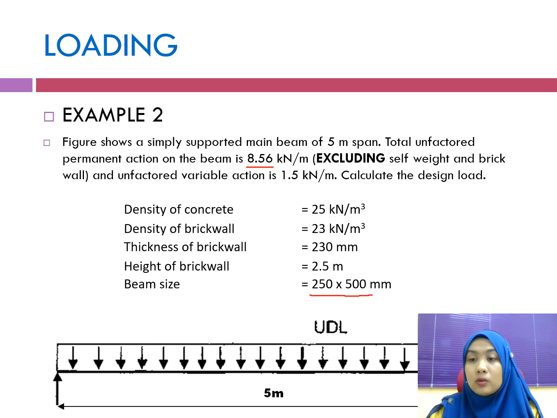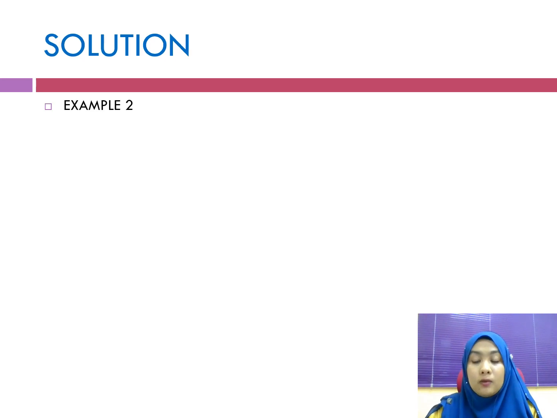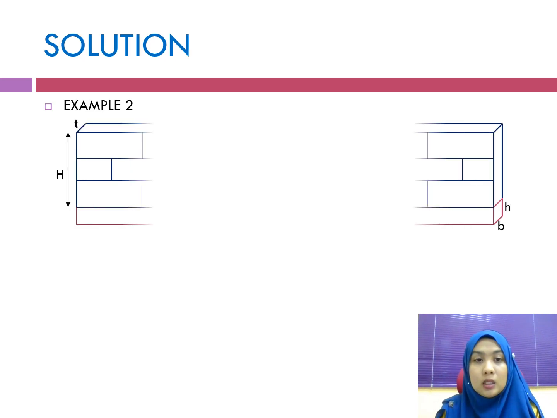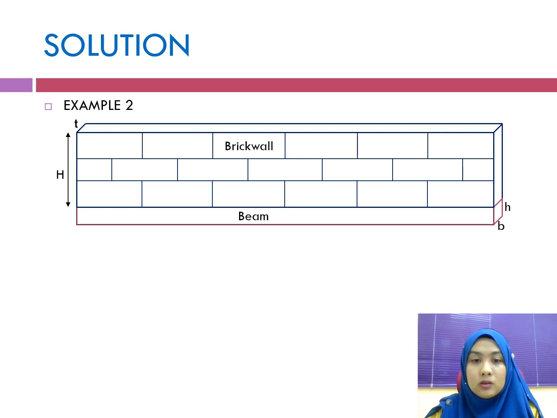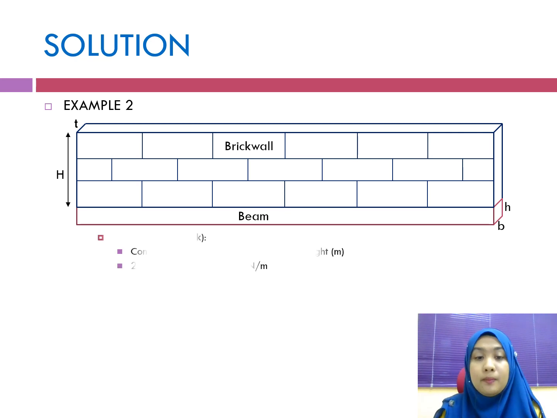Next, how do you calculate the self weight of the beam for example number 2? This is what it looks like. The 5 meter beam has a brick wall on top of it, so the beam will carry the load from the brick wall. Here is the beam size, B times H, and here are the height and the thickness of the brick wall. First, calculate the self weight of the beam.